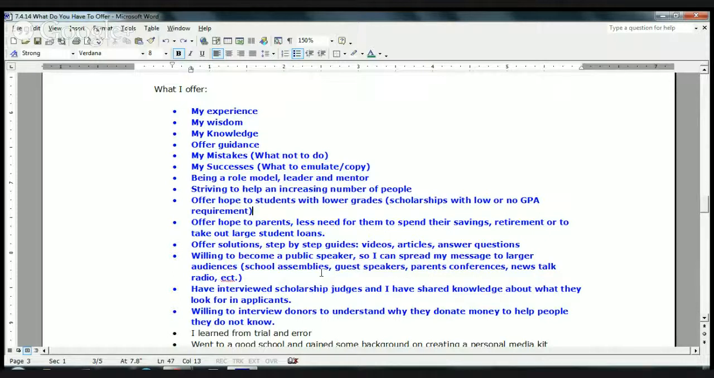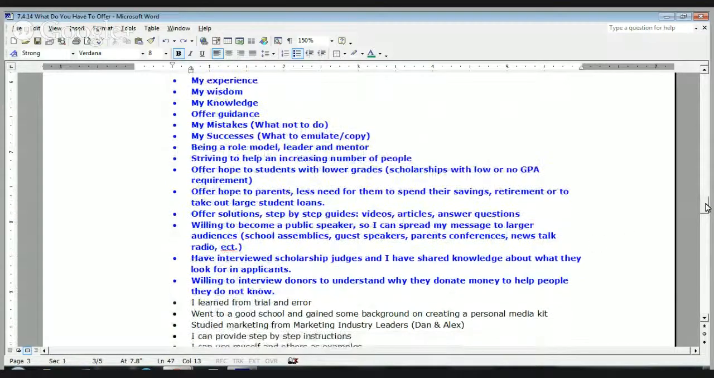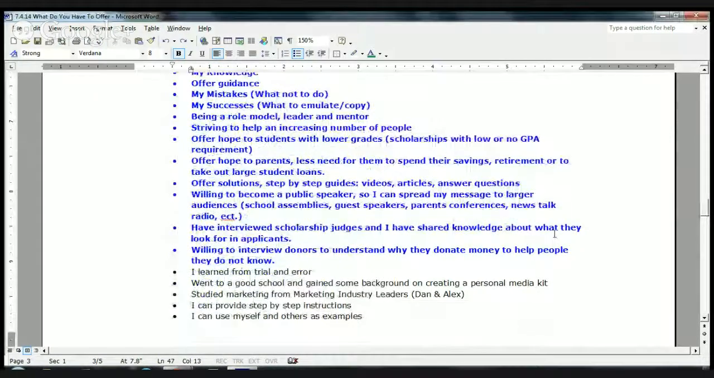I started talking about the future as far as willing to be a public speaker. How can I spread my message to larger audiences as far as school assemblies, guest speakers, parent conferences, news, talk radio, things like that. And then I talked about what I wanted to do as far as interviewing more scholarship judges to share their knowledge as far as what they're looking for in applicants. And then one of the things that I would like to do is interview donors to understand why they donate money to help people that they don't know.